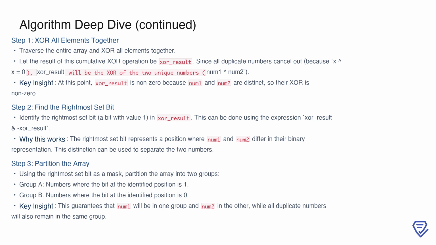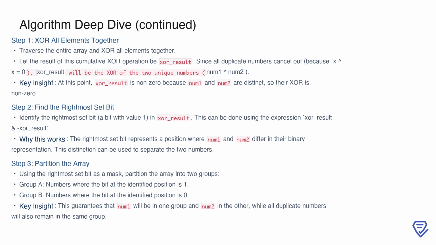The first step is to XOR all the numbers in the array together. This cumulative XOR operation, which we'll call XOR_result, effectively cancels out all the duplicate numbers because x ^ x equals 0. What's left is the XOR of the two unique numbers, number 1 ^ number 2. Since these two numbers are distinct, their XOR will always be non-zero.